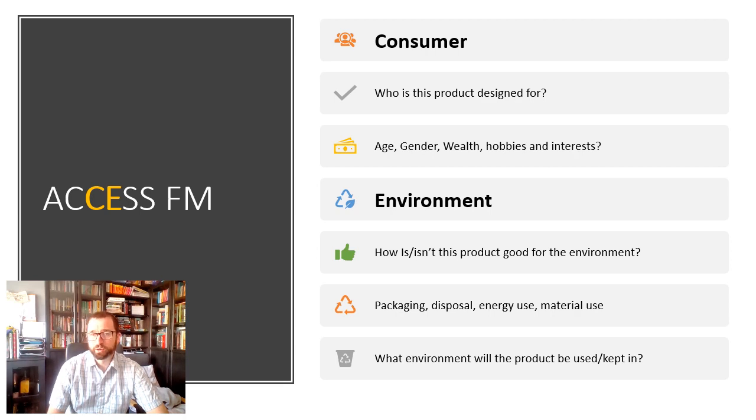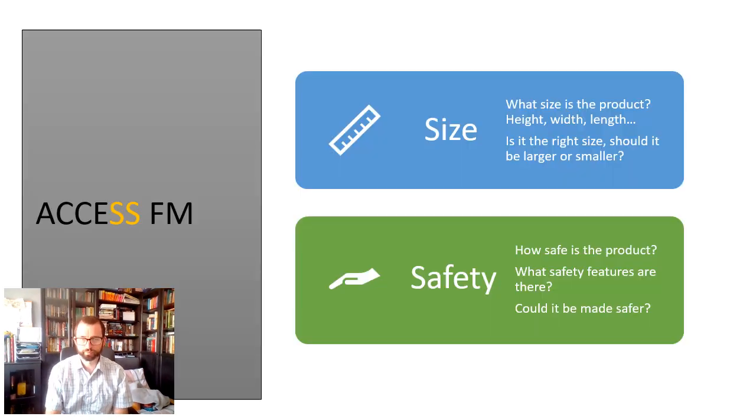Then environment, we're looking here at is it good for the environment or not? Think of, does it have lots of packaging that's wasted? Is it going to reuse materials that were recycled? And then what environment will it be used in? So environment has two meanings there. Is it good for the environment, and the environment in which it will be used. S&S, so that's size and safety. How big is it? What size, length, width? Okay. And safety. How has it been made safe? Is it safe? Could it be made safer? Feel free to pause again to answer those questions.